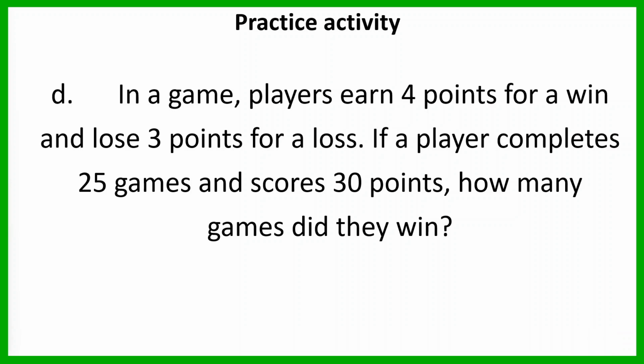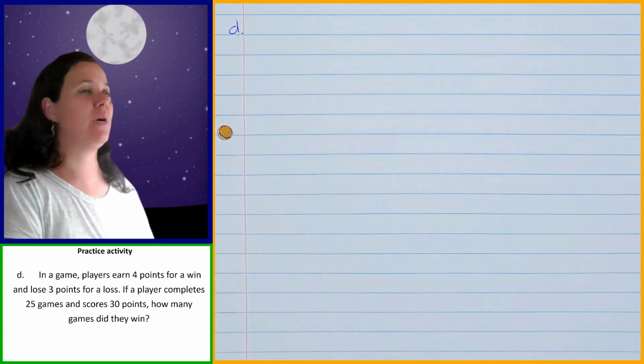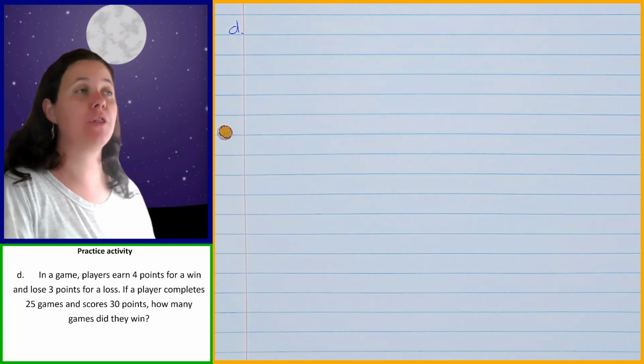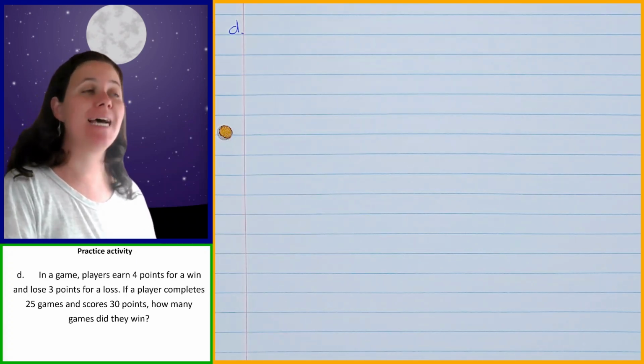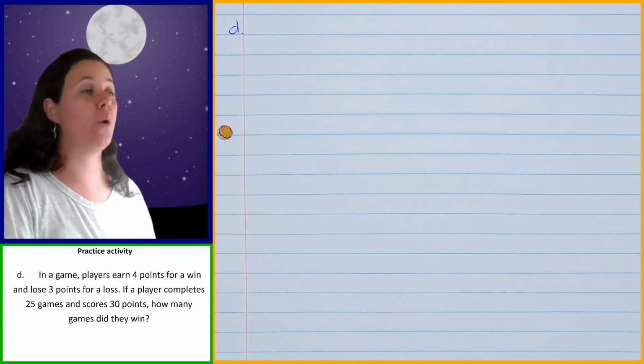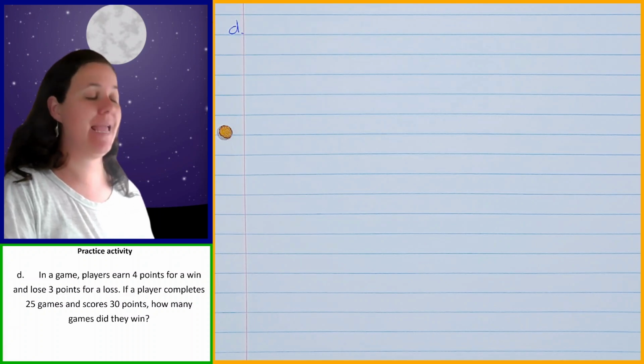Okay, so let's go through that question. In this one, we have got two unknowns, the number of games that were lost and the number of games that were won. We need to work out how many they won. So I'm going to make the number of games that they won x.